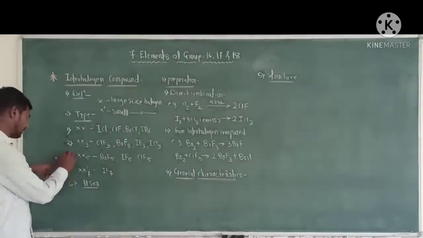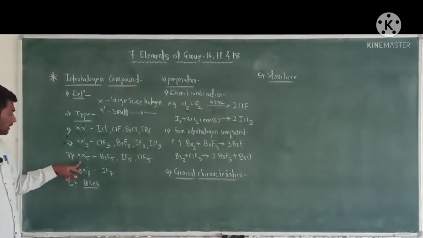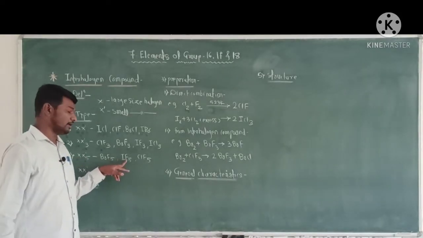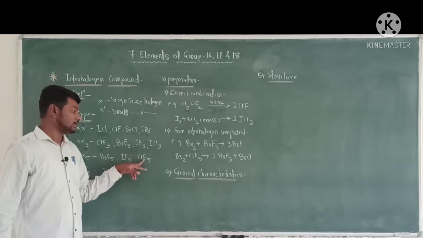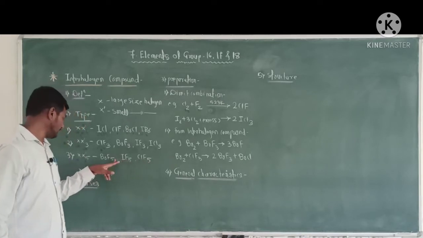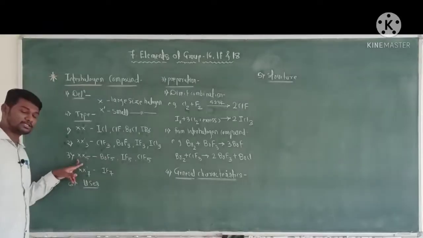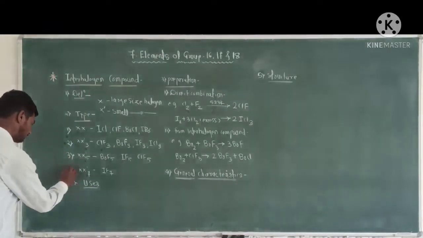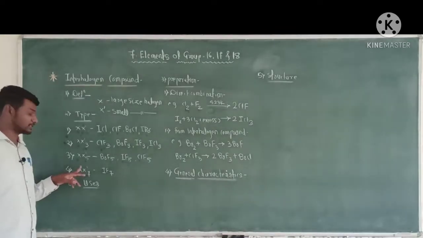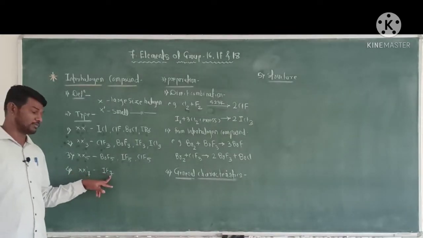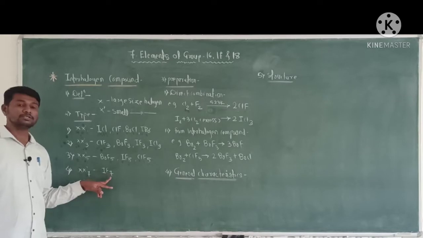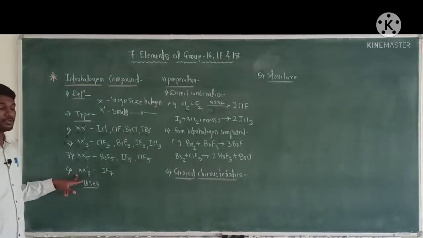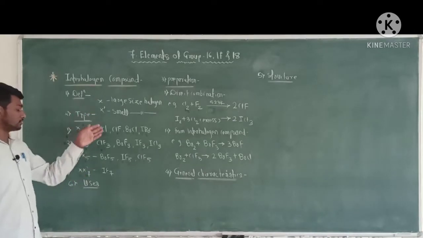Now third type, X X dash 5: BrF5, IF5, ClF5. These are the examples of X X dash 5 interhalogen compounds. And fourth type, that is X X dash 7: IF7. This is the example of X X dash 7 interhalogen compounds.